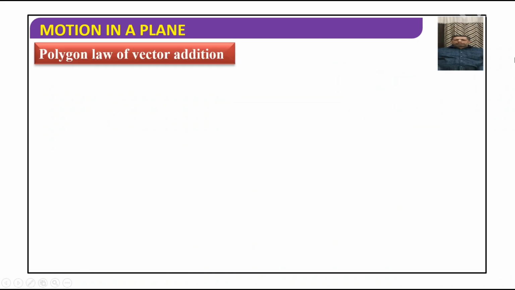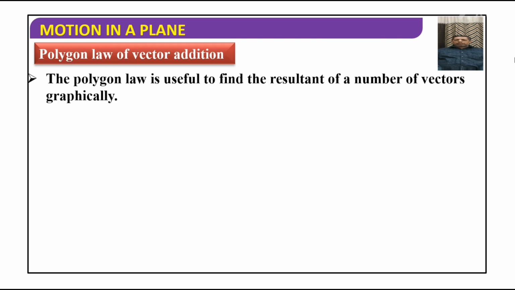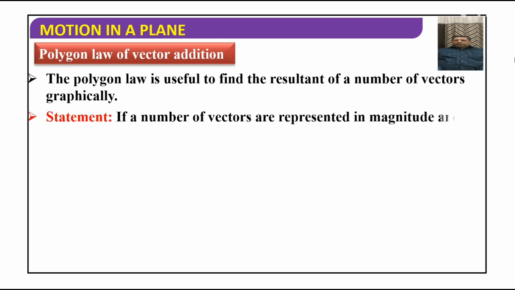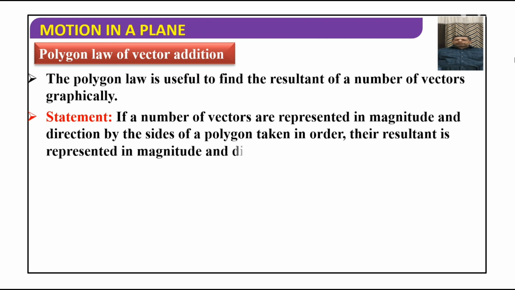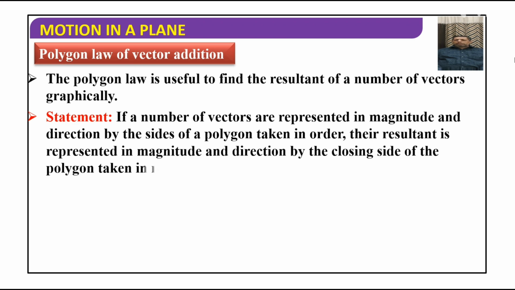Polygonal law of vector addition. The polygonal law is useful to find the resultant of a number of vectors graphically. The statement is: if a number of vectors are represented in magnitude and direction by the sides of a polygon taken in order, then the resultant is represented in magnitude and direction by the closing side of the polygon taken in the reverse order.